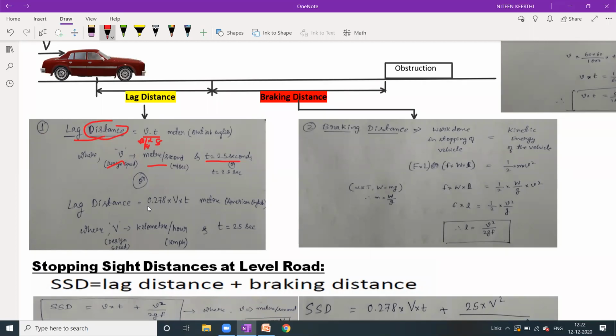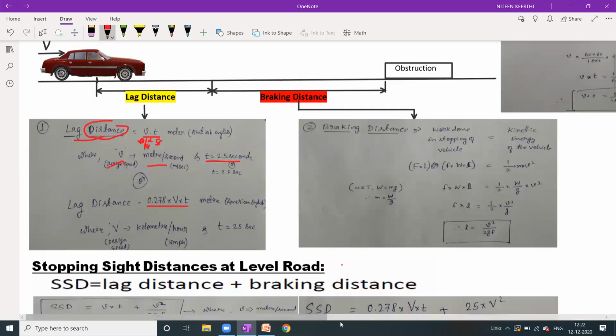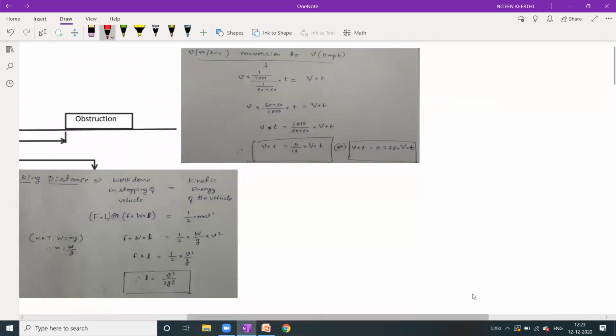If V is given in kilometer per hour, you can use the formula 0.278 capital V into small t. If you're not able to remember distance, you can remember velocity. Velocity is distance by time, so distance is equal to velocity into time. I have written the conversion here; you can just go through it. That is the conversion of V in meter per second to capital V in kilometer per hour. For example, distance is v into t, right? So this v is in meter per second. So what you can do?